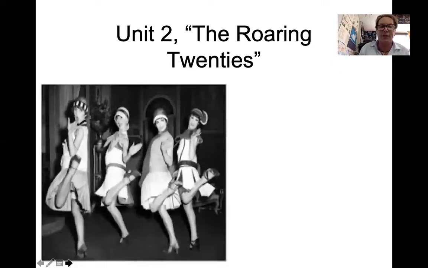So ladies and gentlemen, if you direct your attention to the overhead screen, I'd like you to put your pens down for just a few moments. I have two photographs for you. This photograph is of a small group of women, four of them, and they're called flappers. Flappers were very, very common during what we call the Roaring Twenties, between 1921 and 1930.